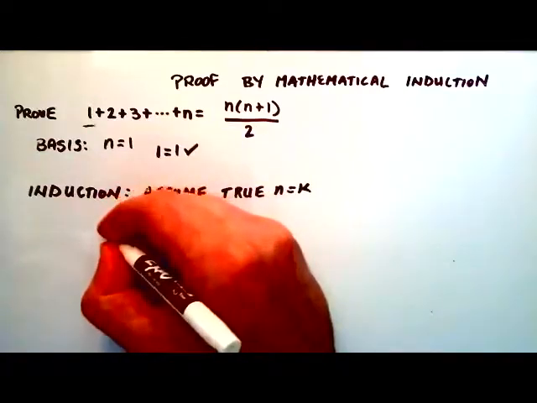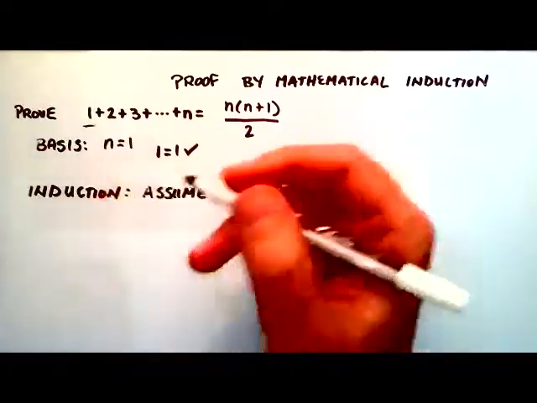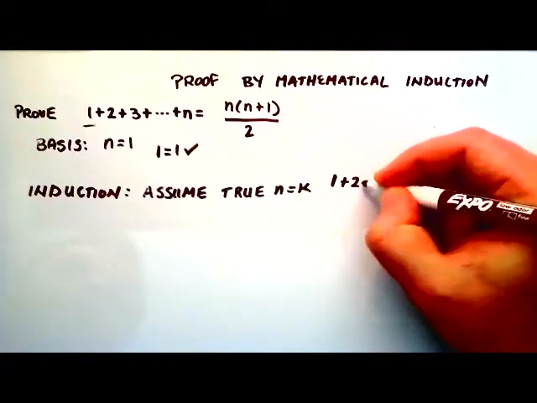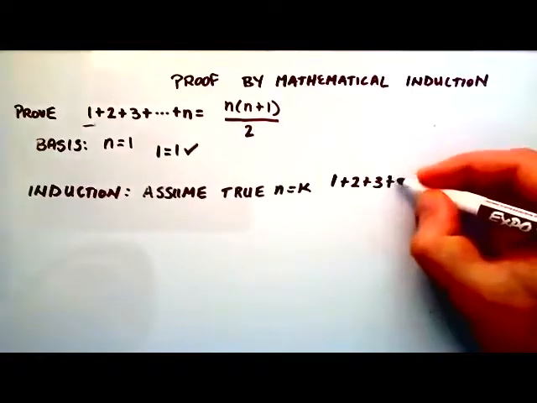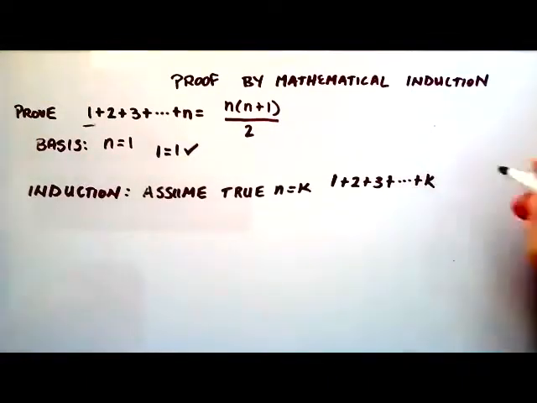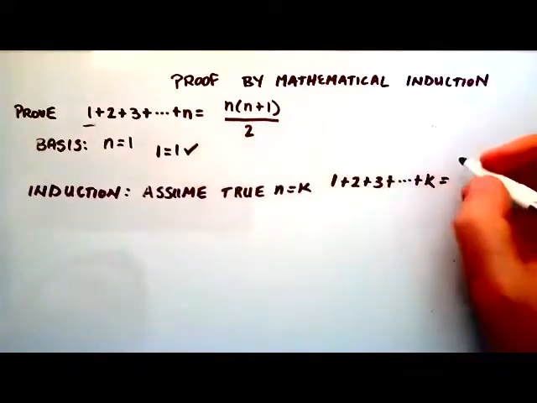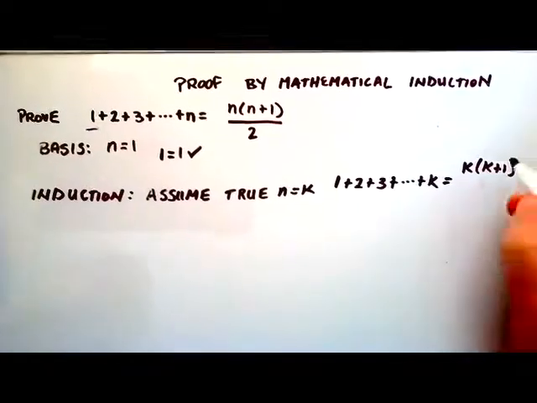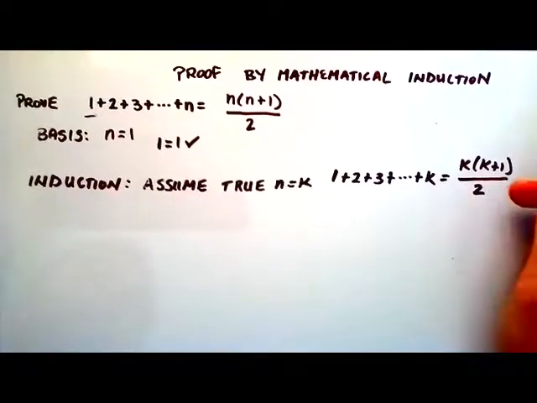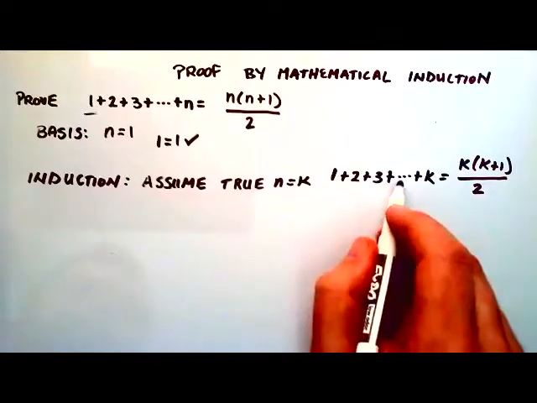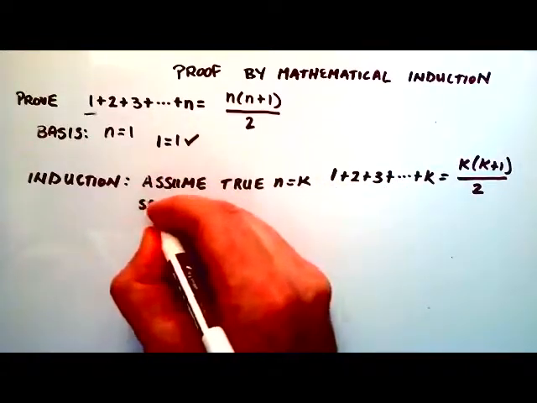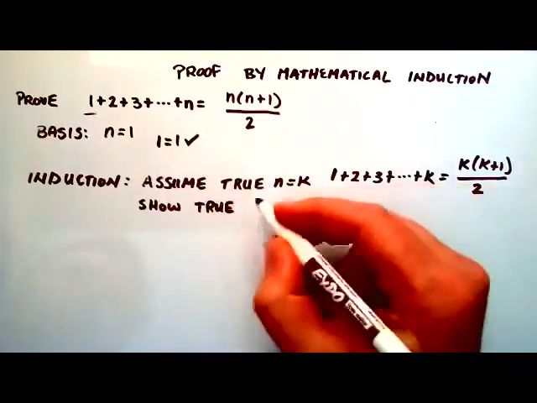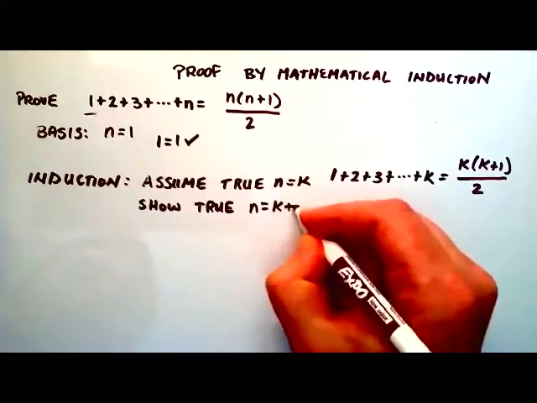Let's write it over here to give myself some more room. For this step we have 1 plus 2 plus 3 plus all the way up to some value k. We're going to assume that that's equal to the right hand side, so plugging in k where the n's are, k times k plus 1 divided by 2. So we've assumed that this is true, and then the next thing we want to do is show that it is true for n equal to k plus 1.